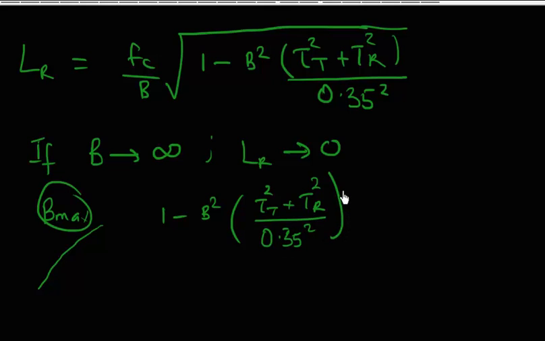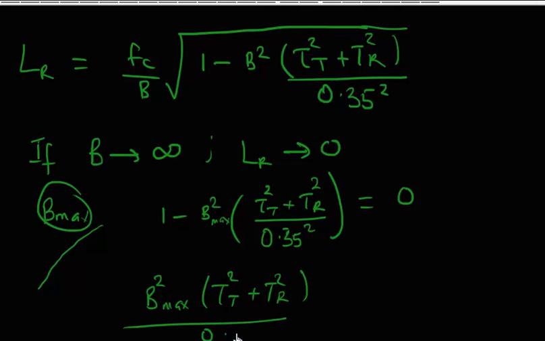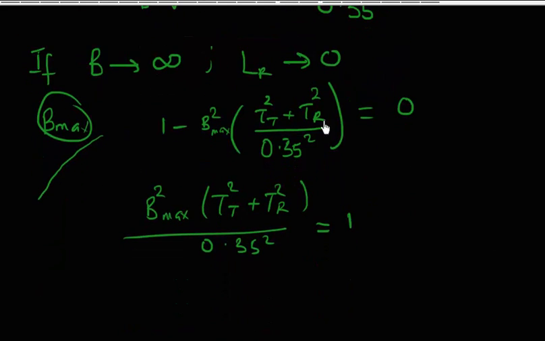Right? Equal to 0. Okay, this B now is a special B, it is the B max. You see now? So B square max, if I take this guy to this side, you get that? Tau square t plus tau square r divided by 0.35 square equals 1, right? You agree? Yes.